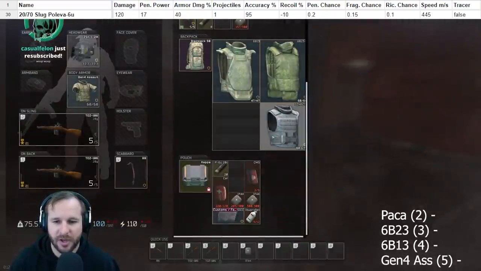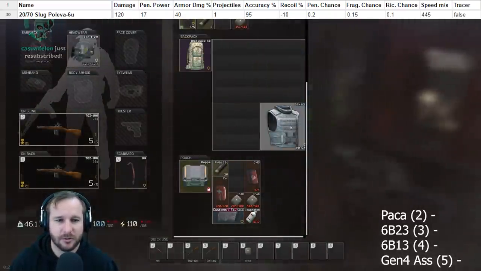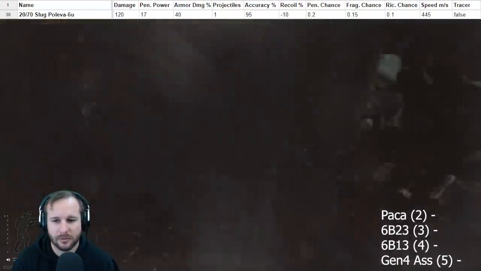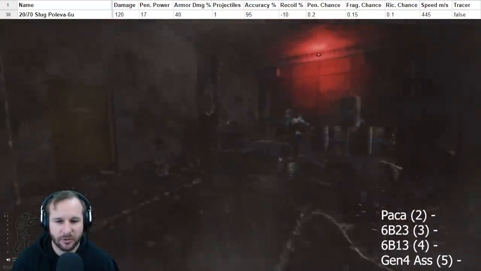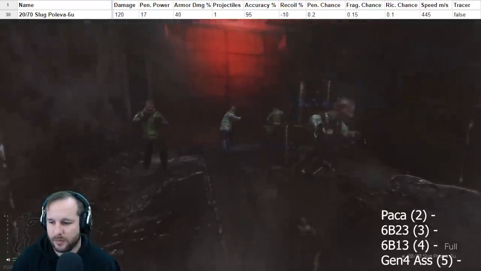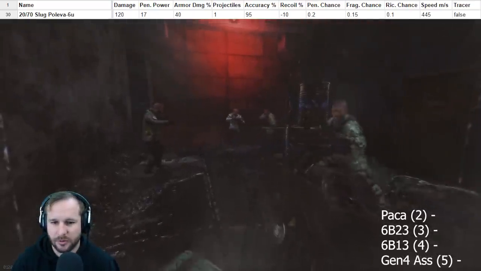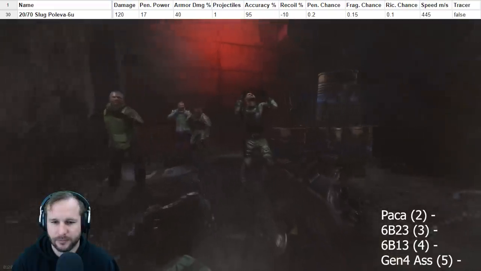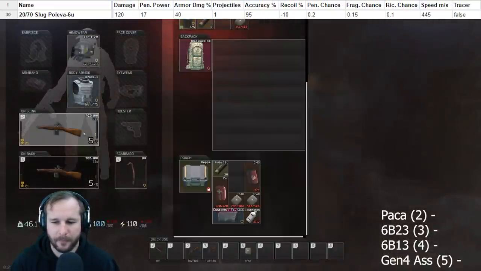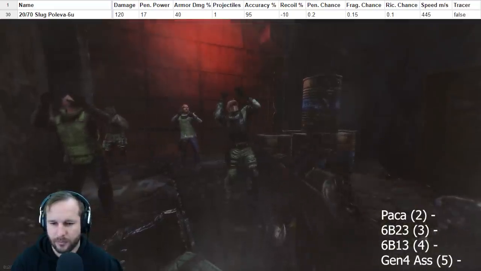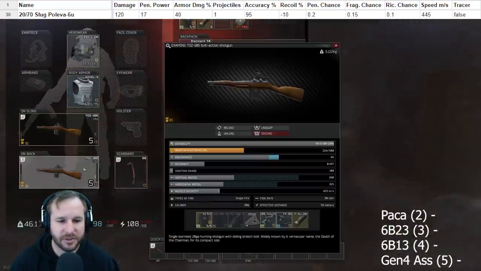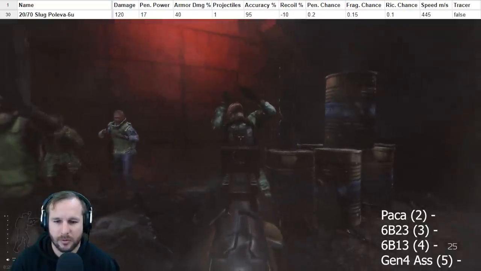Now we are going to move over to the Pestily 6U. With this round, it has the highest pen power out of all the rounds for the TOS. It is a slug round, so there's only the one projectile. Its damage is a little bit lower than some of the other slugs, and its armor damage is sitting up there pretty high at 40. But to be honest, I'm not really sure where that sits in all the variables of how much damage it actually does to armor.